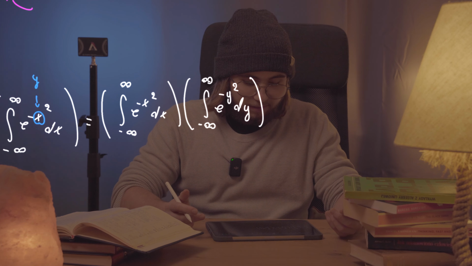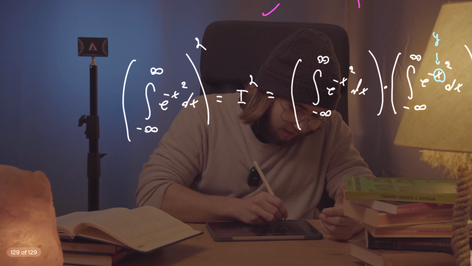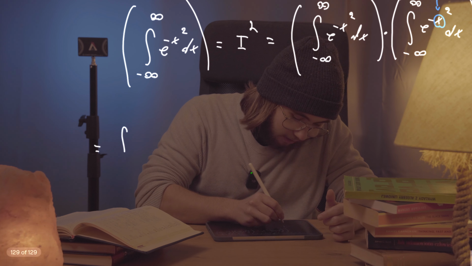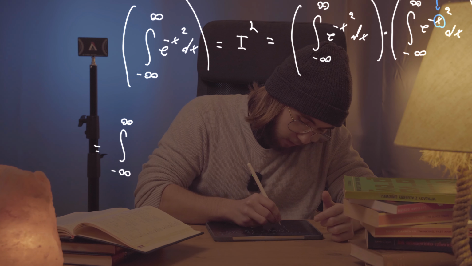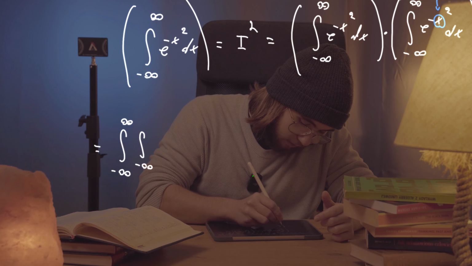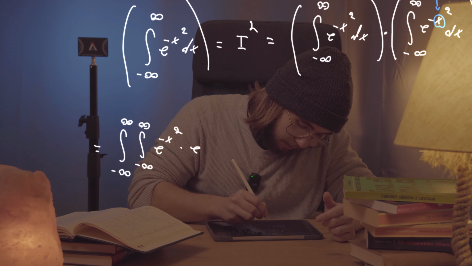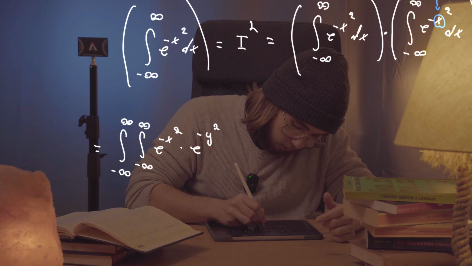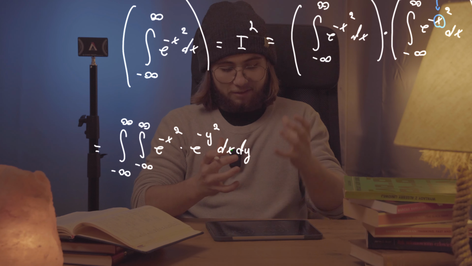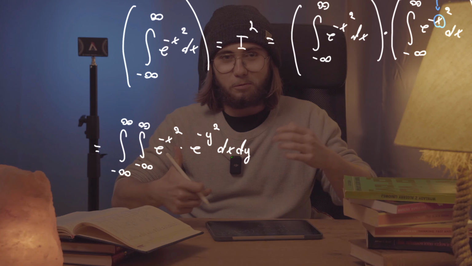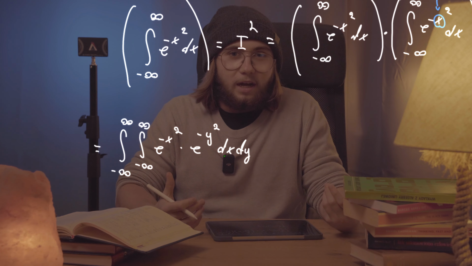Because now I can pretty much combine those integrals together, smash them into each other, and say that this entire thing is going to be equal to the integral from negative infinity to infinity of an integral from negative infinity to infinity of e to the negative x squared multiplied by e to the negative y squared dx dy. So we smash them together into a single double integral, and we're kind of leaving the standard one-variable calculus realm here.